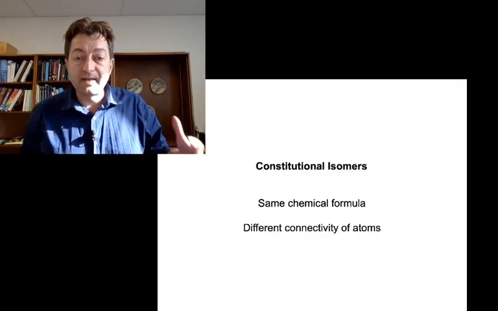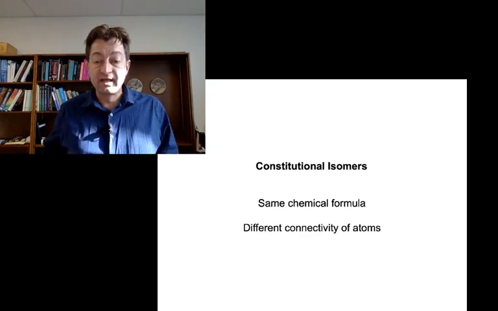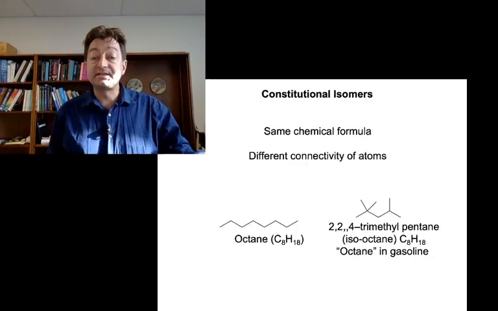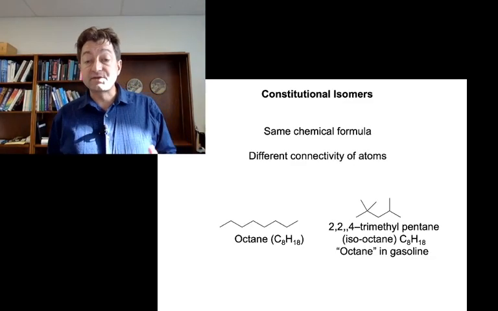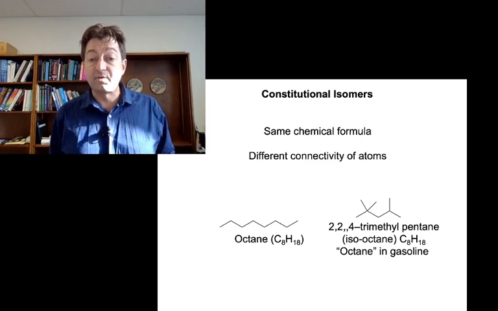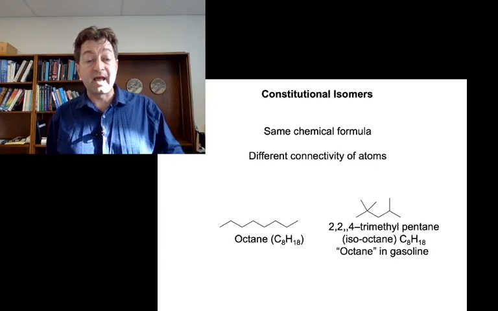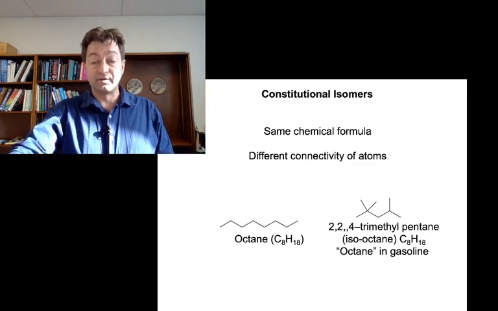Constitutional isomers are molecules that have the same molecular formula, same chemical formula, but a different connectivity of atoms. I'll move myself out of the road and show you an example of what we mean by that. Same chemical formula, different connectivity of atoms is the definition of constitutional isomers. And of course, we've already seen an example of this, where octane and isooctane in gasoline have the same chemical formula, but as you can see from their line drawings there, the connectivity of those atoms is somewhat different.